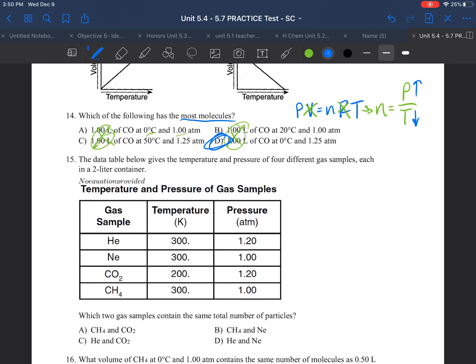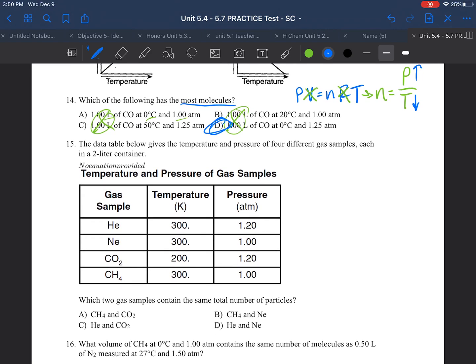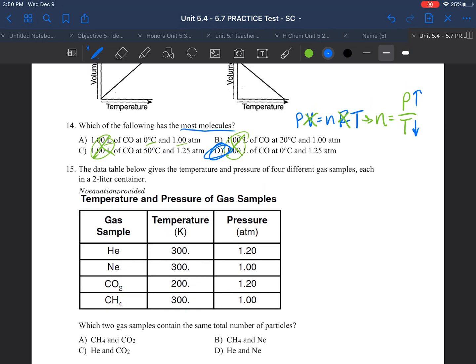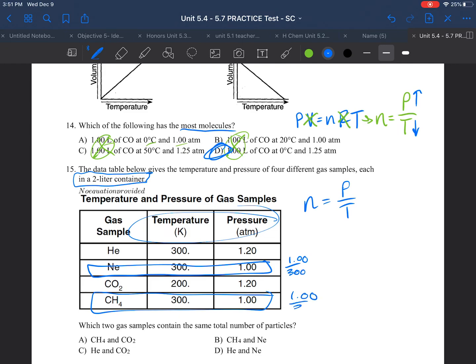Number 15. So now it's asking which two samples contain the same total number of particles. So again, thinking of the relationship n is equal to P over T, that will apply for this question too, because we're only considering temperature and pressure. It's telling us that all the samples are in a 2-liter container, so volume's constant again. So which two gases have the same ratio of pressure to temperature? Well, that's going to be Ne, because it's a pressure of 1/300, and CH4, that same ratio of 1/300. So they're going to have the same amount of molecules.